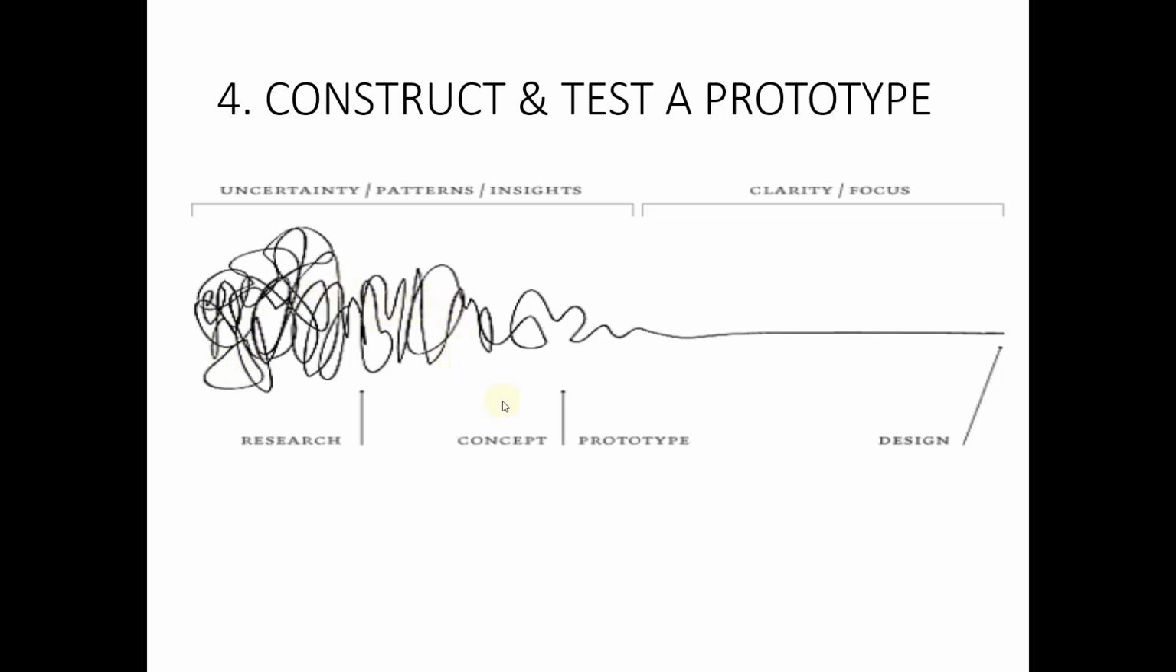Once it reaches the concept phase, the irregularity or the uncertainty slowly reduces. When it reaches the prototype stage, it becomes somewhat clear as to what the design solution is. And finally, when it reaches the actual design, then we are clearly aware of what the solution is and how we should proceed with the solution.